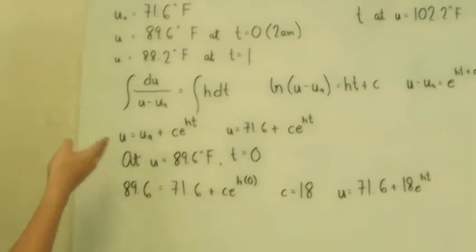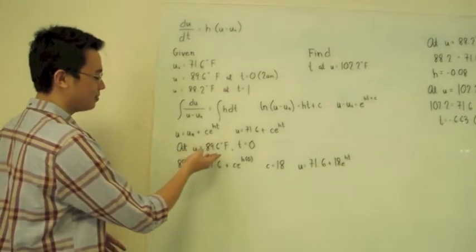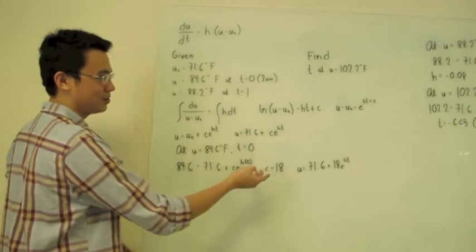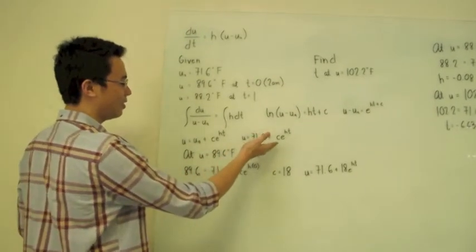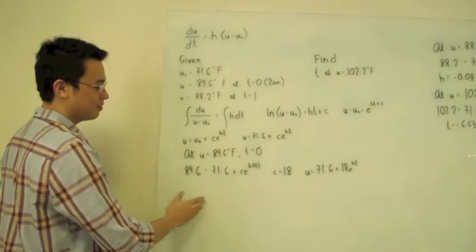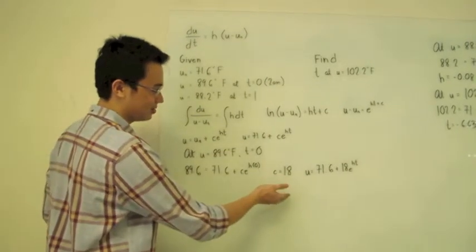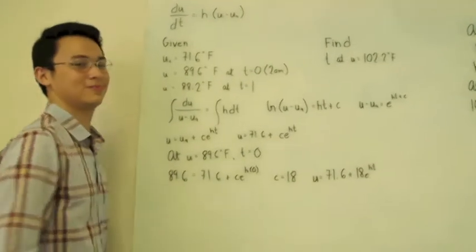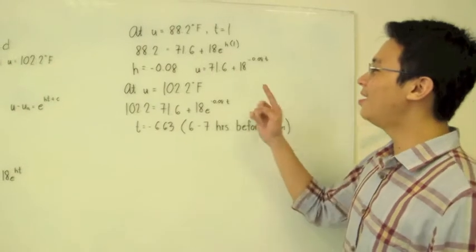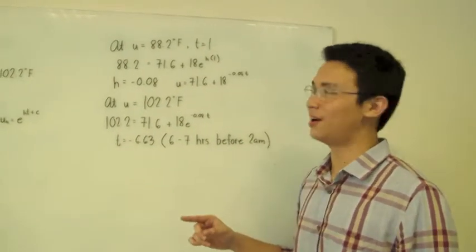Then we use our first given, the body temperature being 89.6 degrees Fahrenheit at t = 0, which was at 2 a.m. Inputting this into our original equation, we solve for C. Inputting this into our calculator, we get C = 18. Then we substitute C into our original equation, which gives us this. An hour later, we recorded the body temperature at 88.2 degrees Fahrenheit.